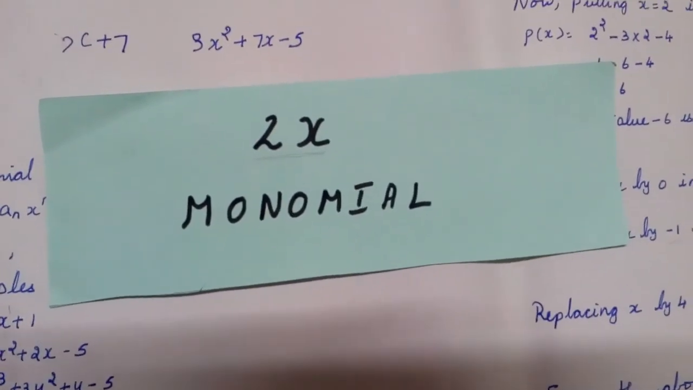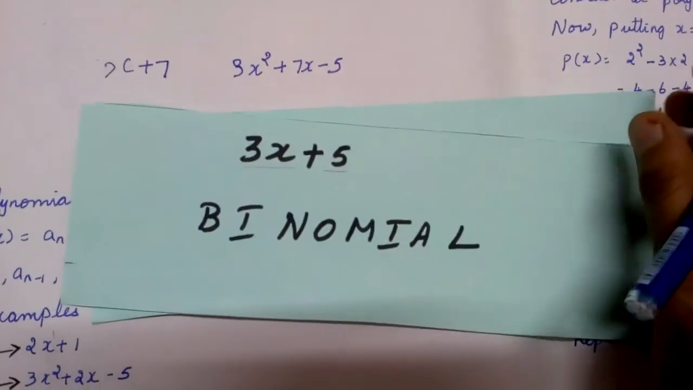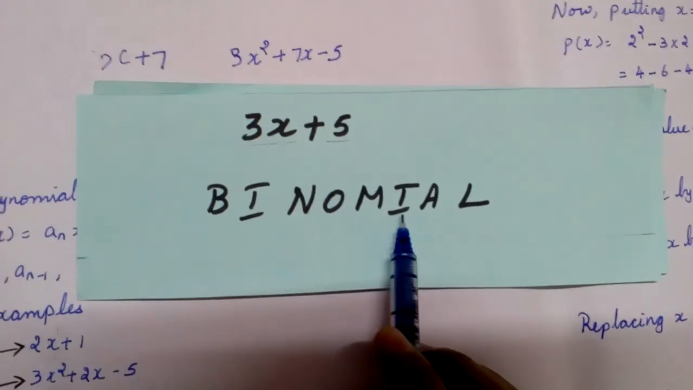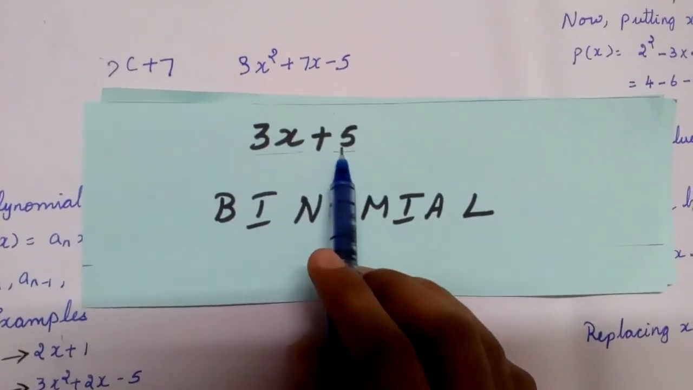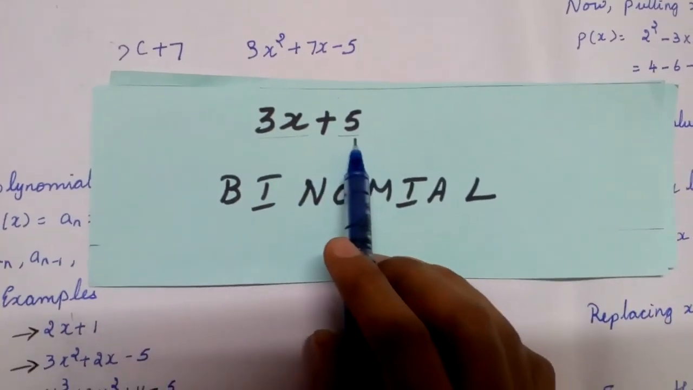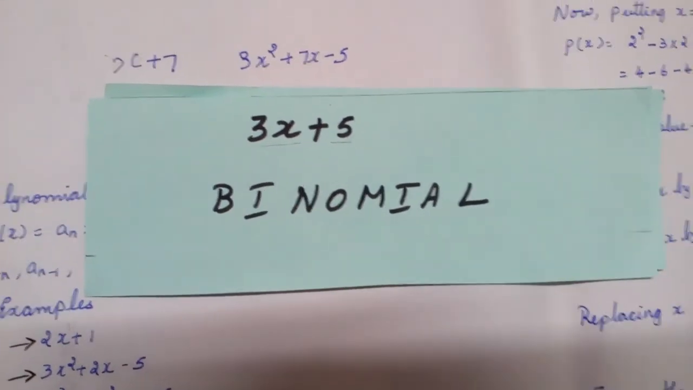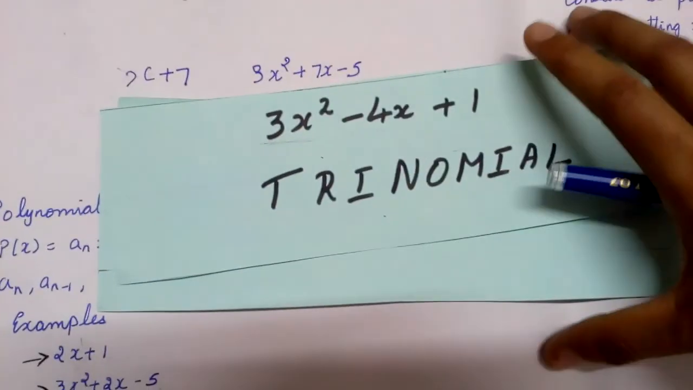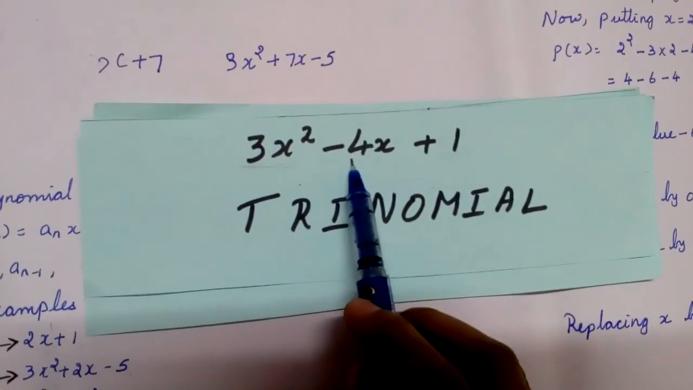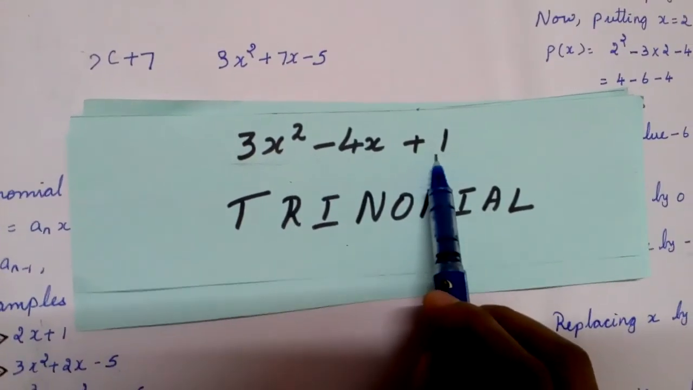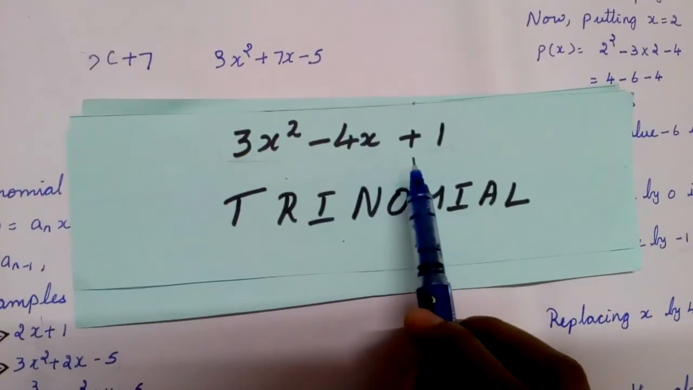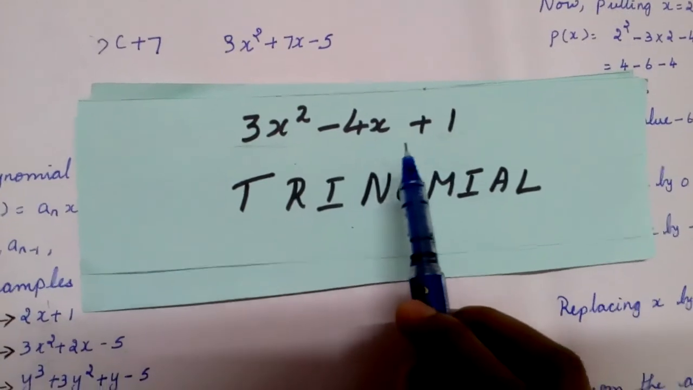Now, the next one is binomial. An algebraic expression with two terms is called as binomial. Now 3x plus 5. This is a binomial where 3x is a term and 5 is another term. Next one, an algebraic expression with three terms is called as trinomial. 3x square is a term, minus 4x is a term and 1 is another term. So, these are the classification of algebraic expressions based on the number of terms.